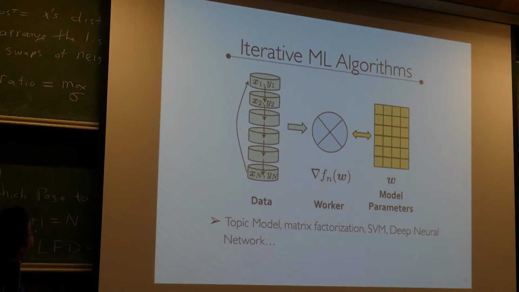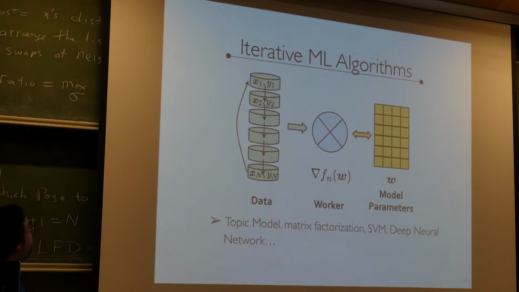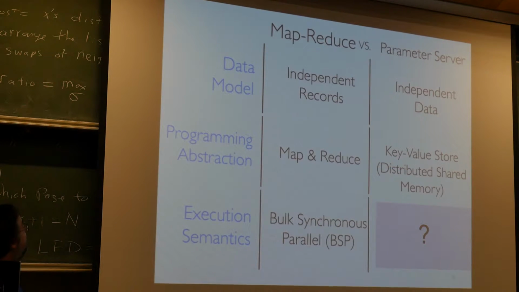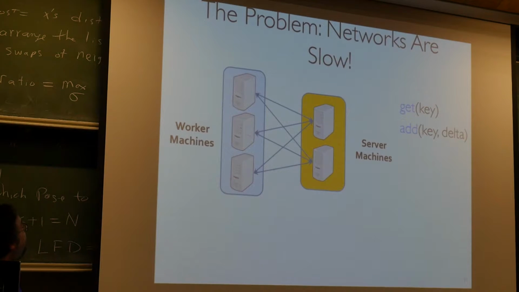So here's the basic idea. We've got a bunch of examples. We've got a bunch of workers that are accessing those. The workers are all conceptually accessing the same model parameters. Okay. So what's the execution semantics that we want here?